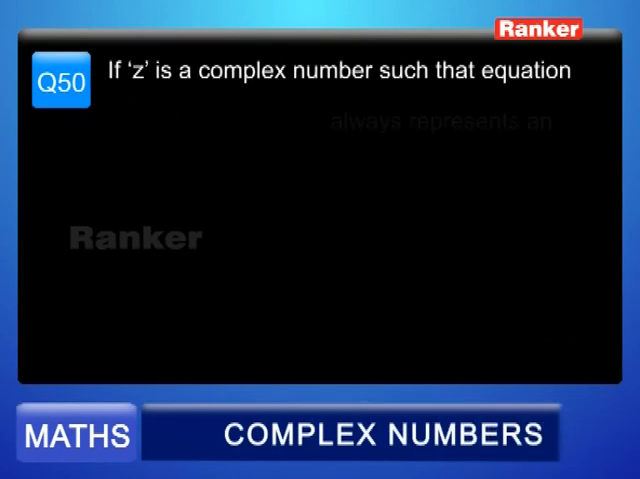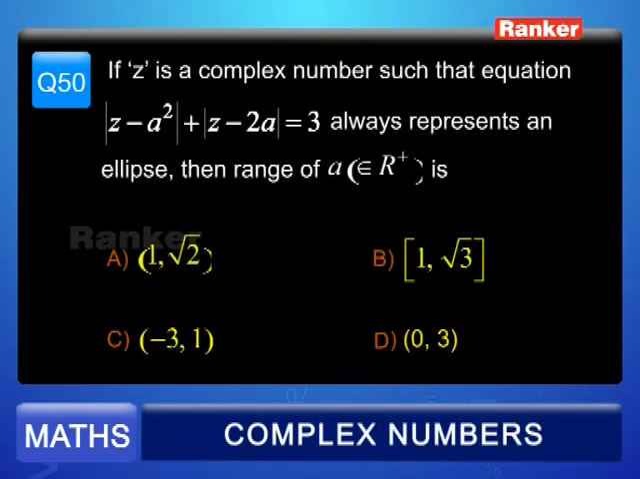We shall now look at the next question, that is question number 50. If z is a complex number such that the equation mod z minus a square plus mod z minus 2a is equal to 3 always represents an ellipse, then the range of a belongs to R plus. The range of the positive real number a is. He is asking about the range of small a. Where does it lie? The first option, that is option A, is open interval 1 to root 2. Second option is closed interval 1 to root 3. Third option is open interval minus 3 to 1. And the fourth option is open interval 0 to 3.